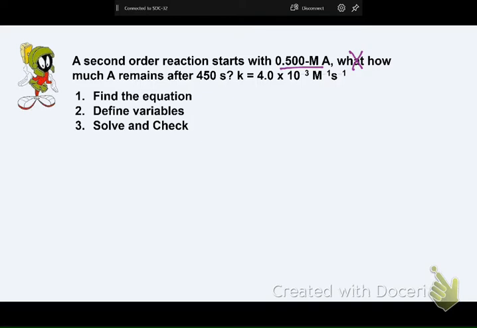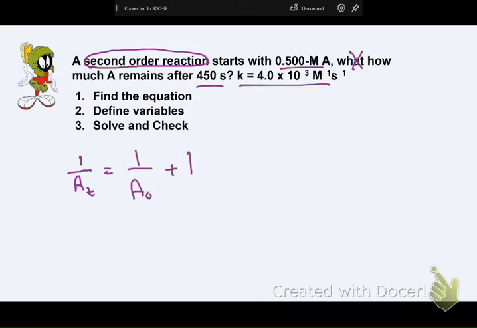So first there's things that you have to do. One, you have to identify the important information. Everybody seems to be able to find the numbers. That's no problem. This is also important. Second order reaction tells you got to use the second order equation. And then you're going to have to remember what that is or be able to find it on the equation sheet. And that's going to be 1 over AT is equal to 1 over A0 plus KT.